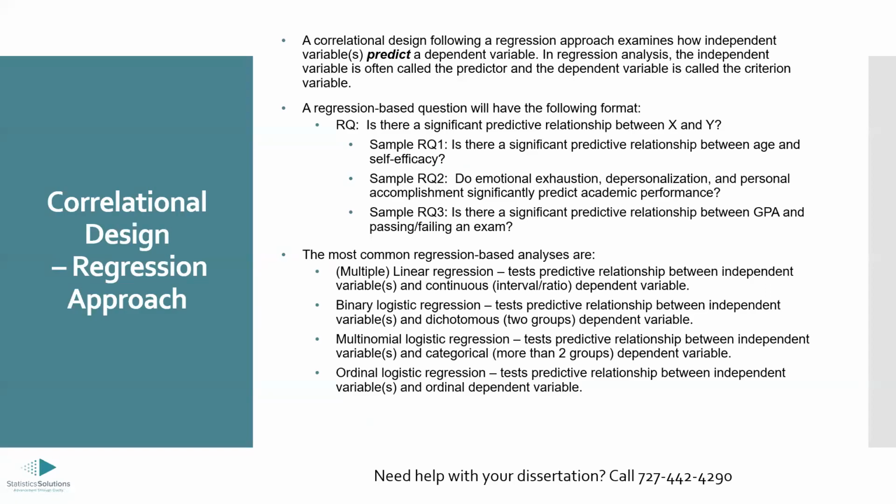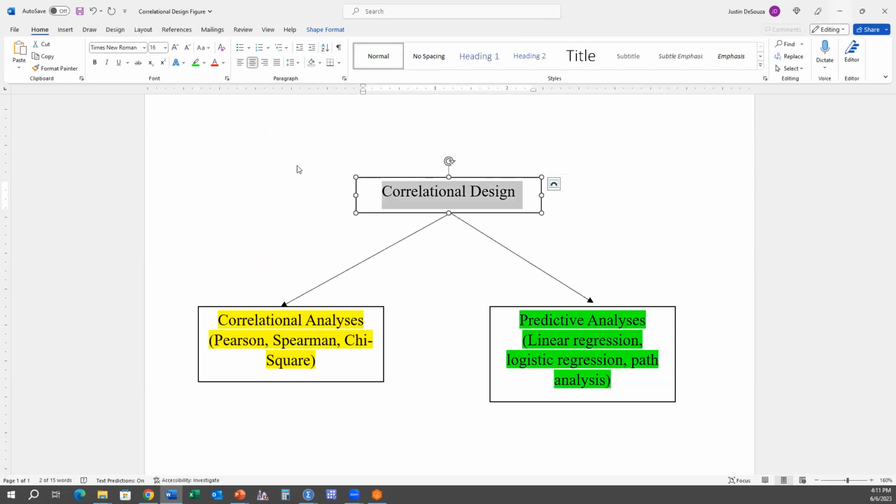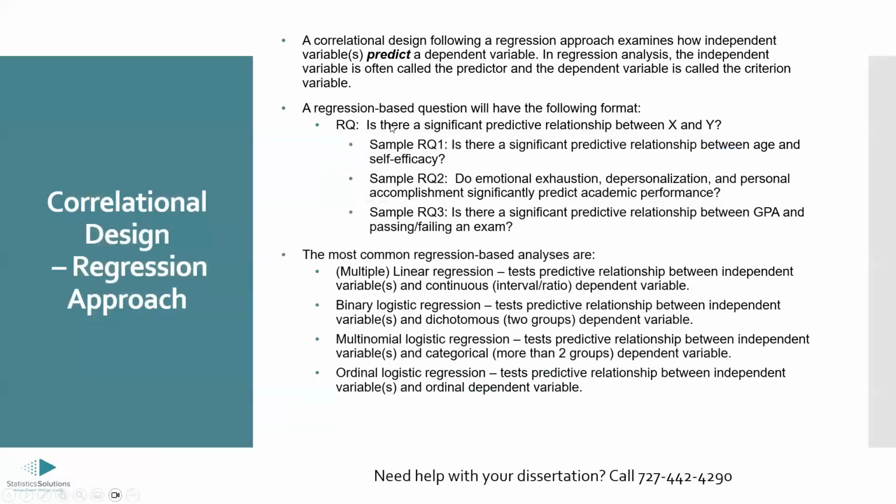So going back to our diagram here, we just looked at correlational analyses. We'll now look at predictive analyses, which fall under the correlational design as well. So if you're doing a predictive approach, then you're most likely going to run regressions. If you see the word predict, you can pretty much assume that regressions need to be run. And when you do a regression, you need to have an independent variable and you need to have a dependent variable.